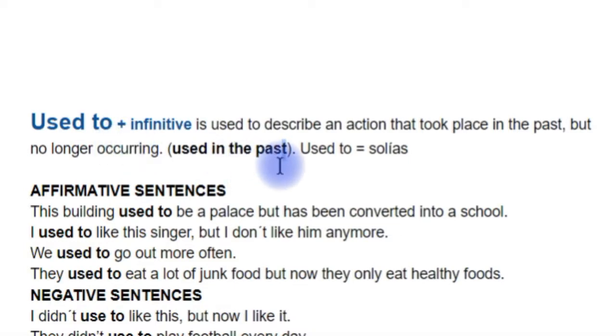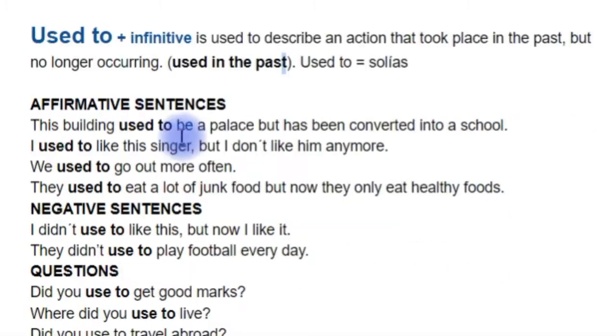Well, let's take a look at some sentences. Affirmative sentences. This building used to be a palace, but has been converted into a school. El edificio solía ser un palacio y ha sido convertido en escuela. I used to be. You have to pronounce two T's, I used to, but you do it very quickly. The first T you don't do clearly, but the second T has to be clearer.